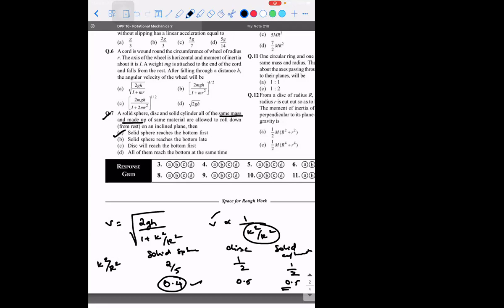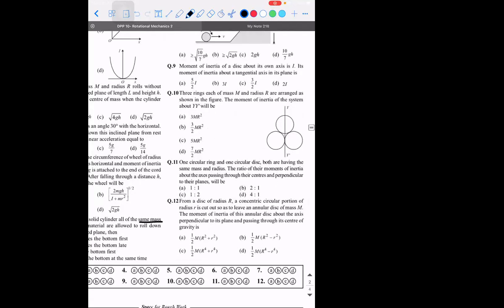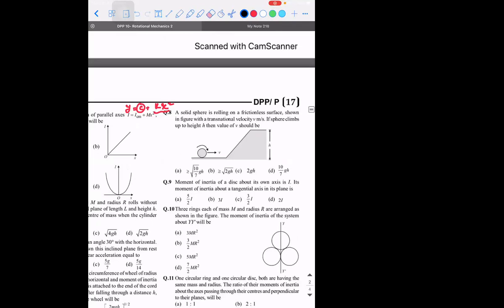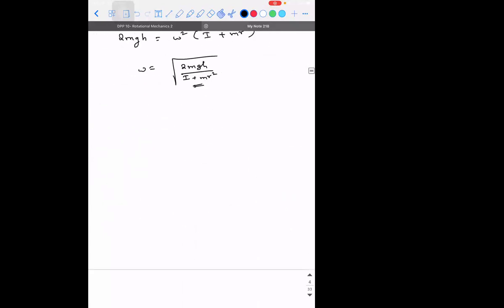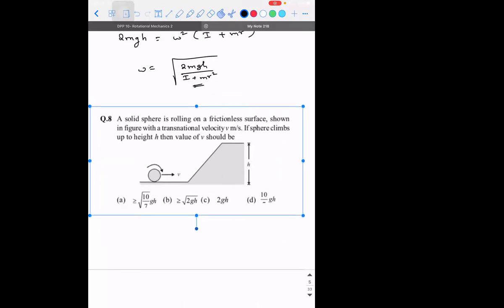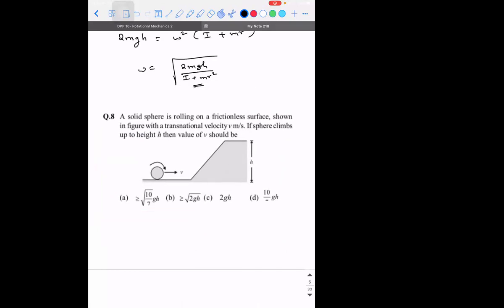Okay. Next. These kinds of problems you can expect in integer type questions. Next.